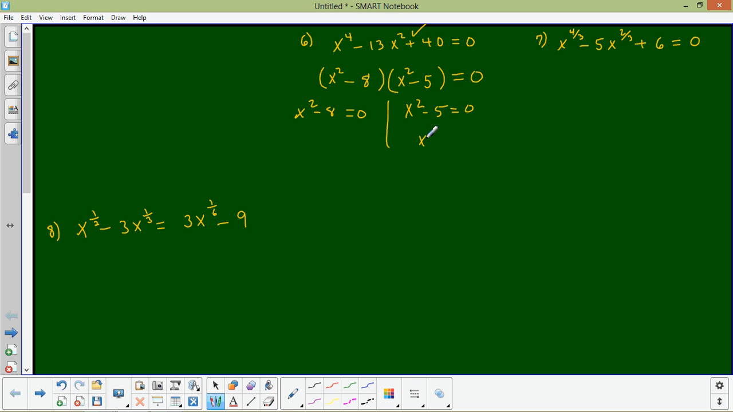And so x squared equals 5. And so x, right, do the square root. And remember, when you do a square root, you must consider plus and minus values. So there's two answers right there. There's negative square root of 5 and there's square root of 5.